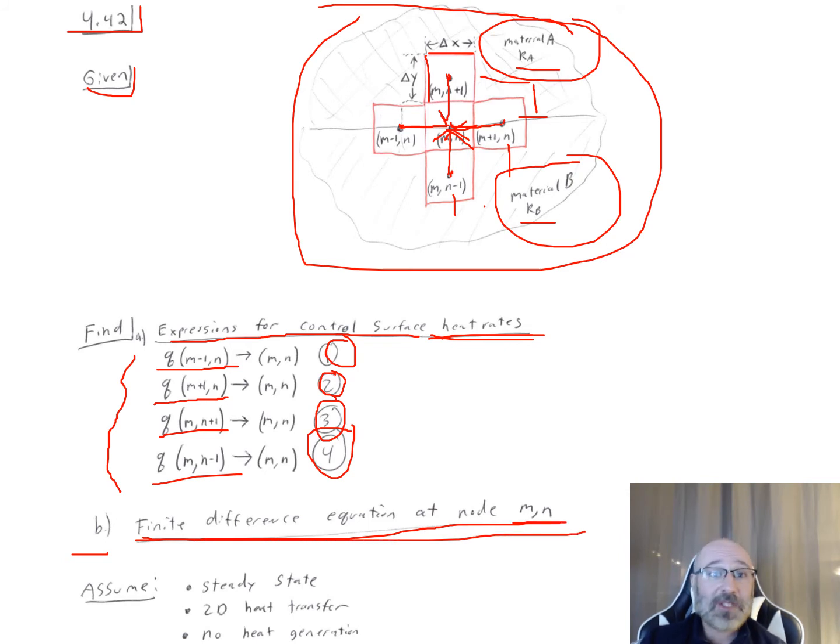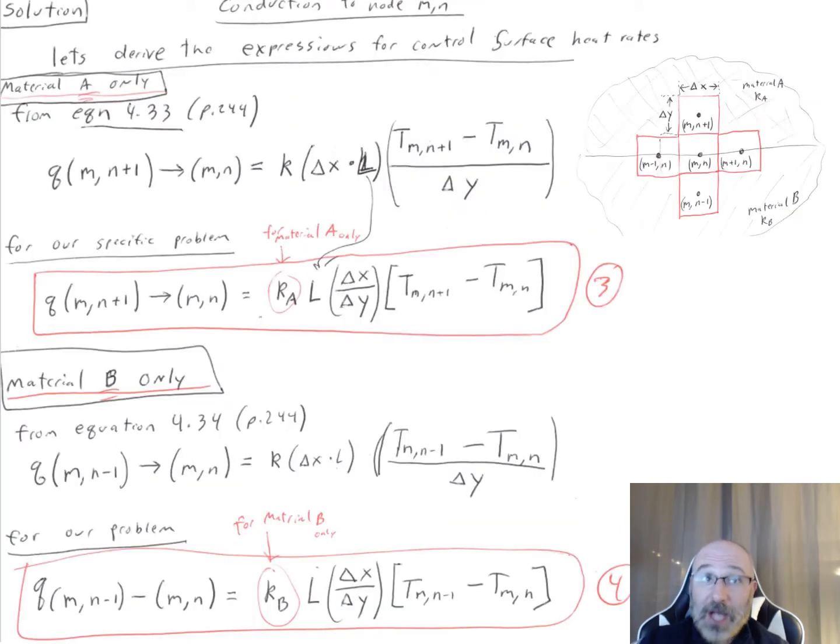Assumptions again: steady state, no contact resistance, 2D heat transfer, and no heat generation. Those are going to help simplify our solution. Now moving on to our solution, we want to take a look at conduction to that node M,N. So let's derive expressions for the control surface heat rates first.